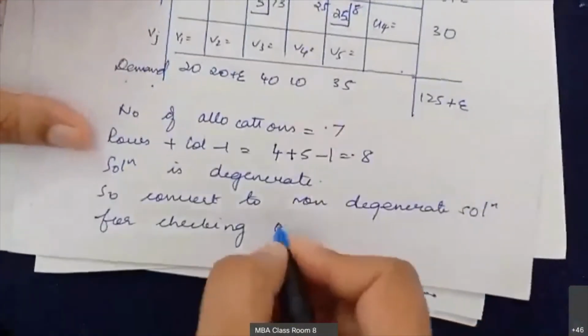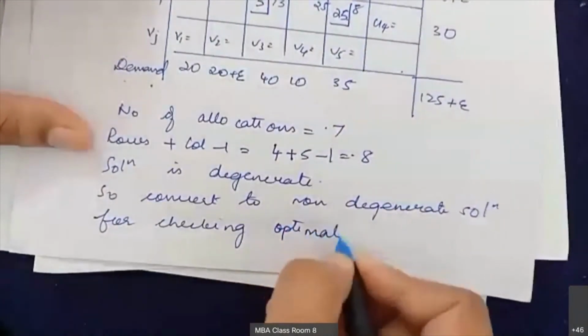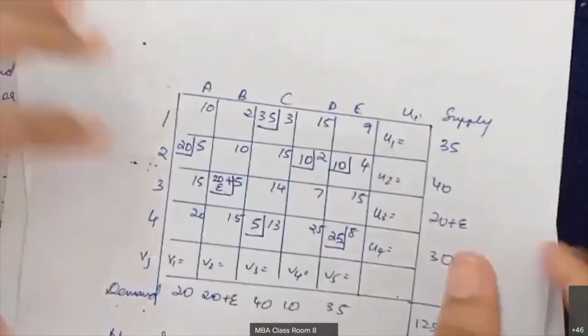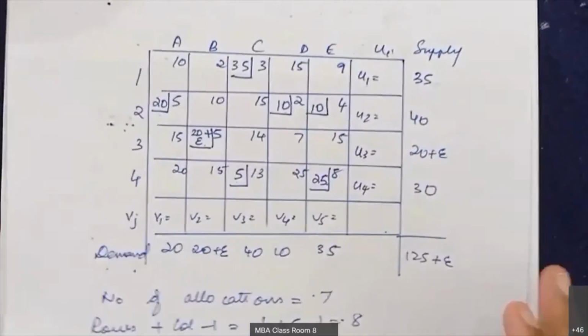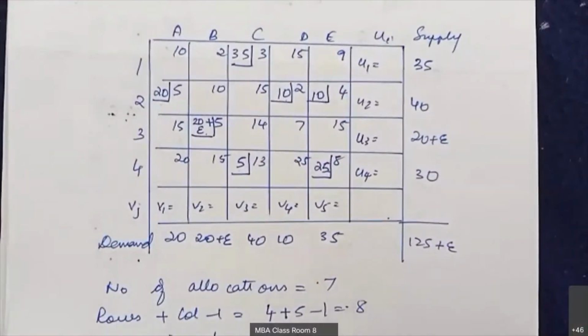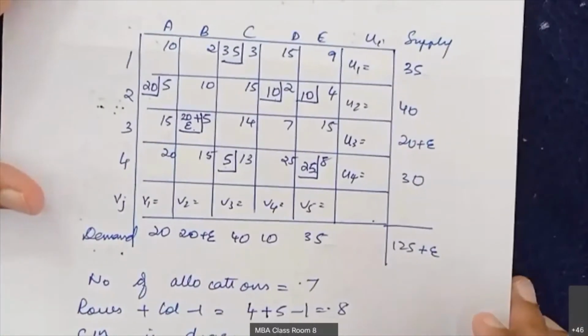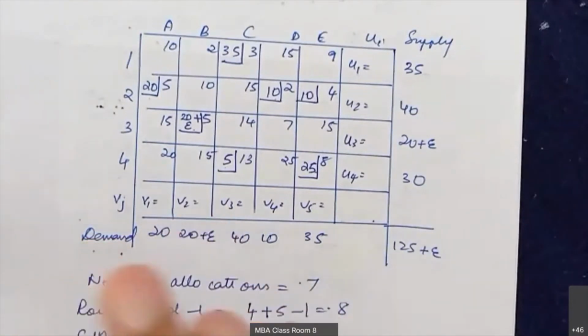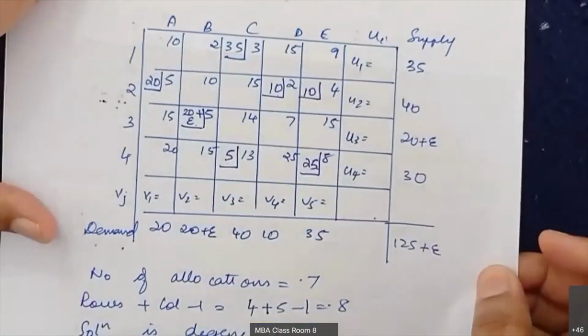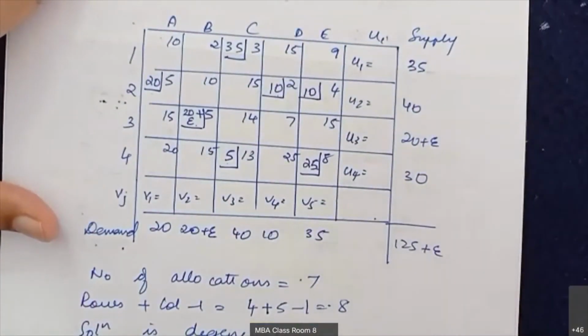Okay, for checking optimality, what are the steps for converting a degenerate problem into a non-degenerate problem? How do you do that? How will you convert it? You have to take the empty cell with the least cost. Then we have to traverse a loop such that it is not closed. We should not be able to close the loop. So can you tell me which is the least cost cell from this one? Least cost empty cell, which one?